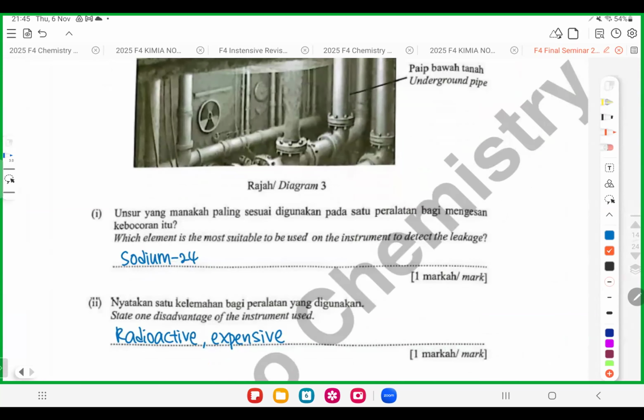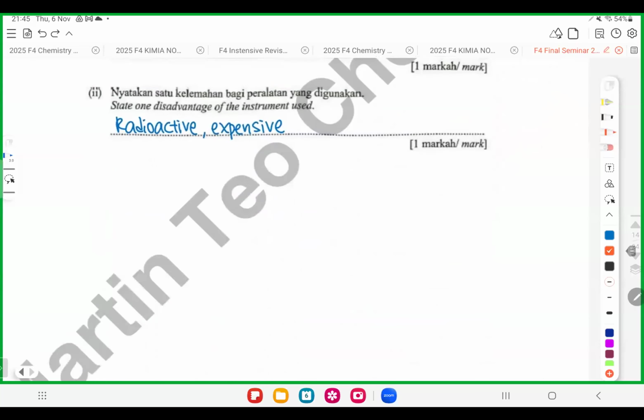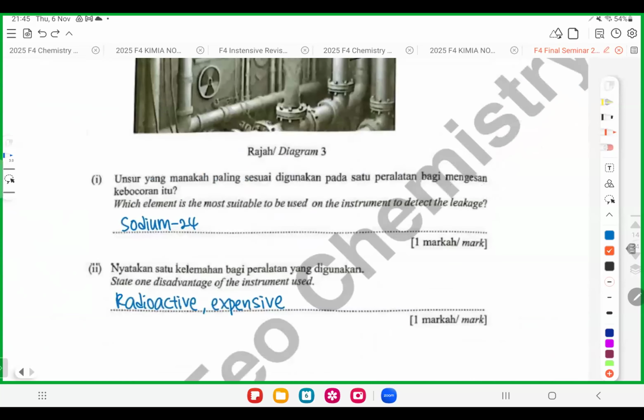But if you compare these two answers, radioactive is better. Expensive, sometimes they accept it, sometimes they don't. But radioactive, confirm they accept it. So whenever you have any isotope, when they ask you the disadvantage of isotope, you can always write radioactive. That's all. This is the universal answer you can use whenever they ask about disadvantages of isotopes. Finish. Okay, what else we need to know?